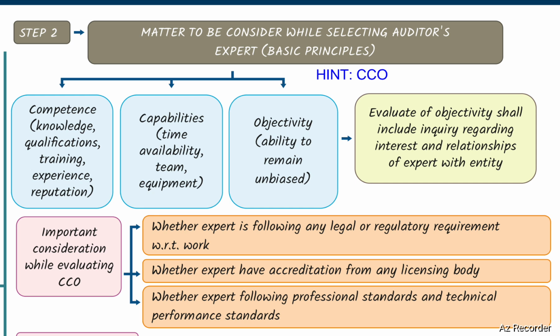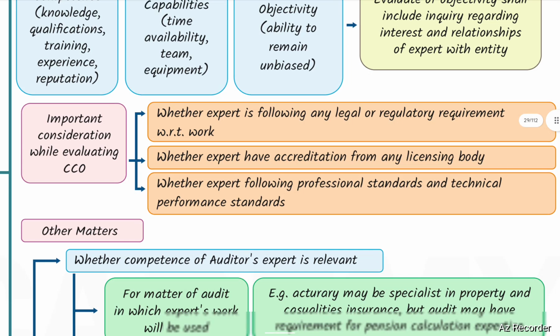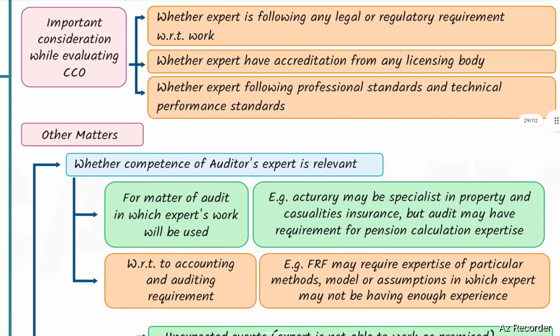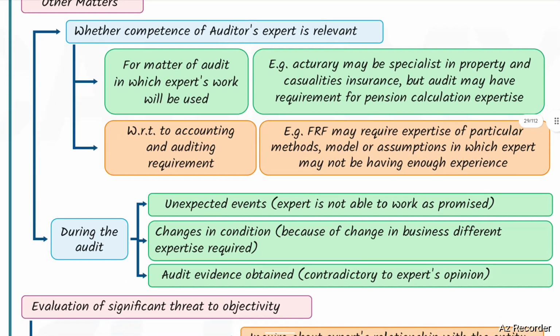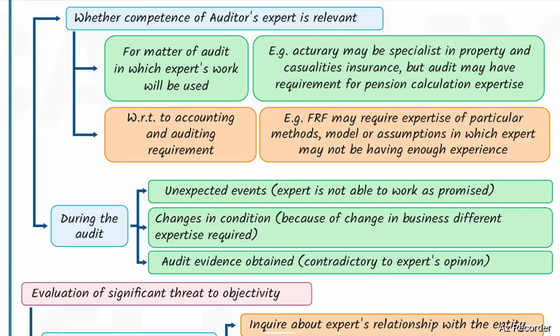Evaluation of objectivity shall include inquiry regarding interests and relationships of the expert with the entity. Important considerations while evaluating CCO: whether the expert is following any legal or regulatory requirements with respect to work, whether the expert has accreditation from any licensing body, and whether the expert is following professional standards and technical and performance standards. Other matters: whether the competence of the auditor's expert is relevant for the matter of audit in which the expert's work will be used. Example: an actuary may be a specialist in property and casualty insurance, but the audit may require pension calculation expertise.